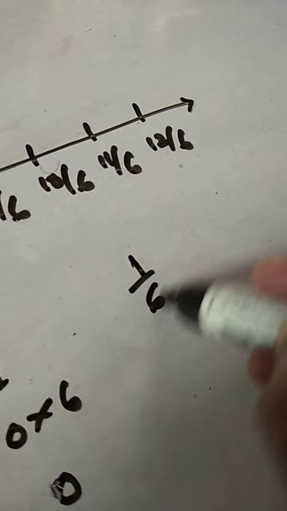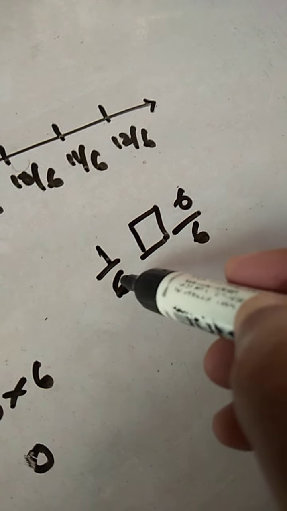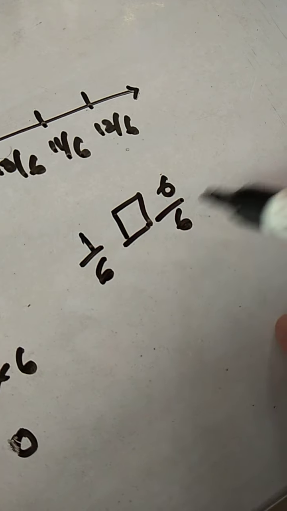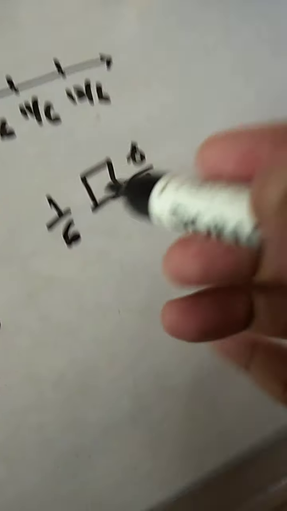Okay, now let's compare this one. So 1 by 6, there is a box, 6 by 6. Now again you see the two fractions are sharing the same denominator, so you can easily say which one is greater, 6 or 1. Obviously 6. So let's check it out in the other method.